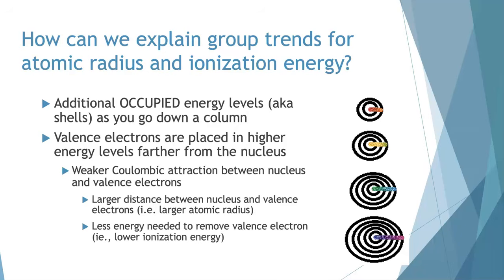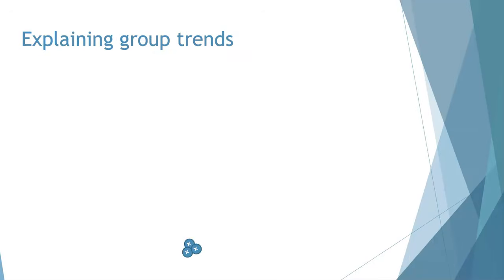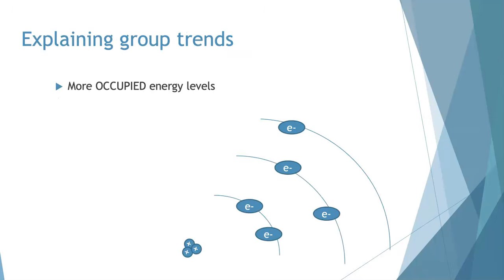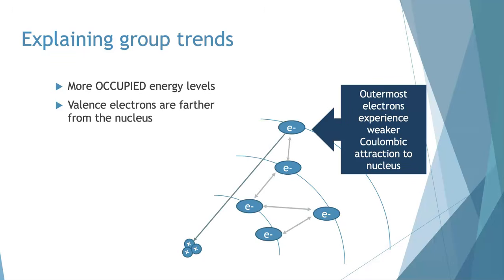So that's going to give us a larger atomic radius. Because they're less attracted to the nucleus, it's going to take less energy to remove those valence electrons as we go down the column. In other words, the ionization energy will decrease. But making note that the valence electrons are in higher energy levels farther from the nucleus, additional occupied energy levels, that's what you really want to focus on in your answer. So to explain group trends just another way, again, we have more occupied energy levels as we go down the column. The valence electrons are further from the nucleus and they experience a weaker Coulombic attraction.